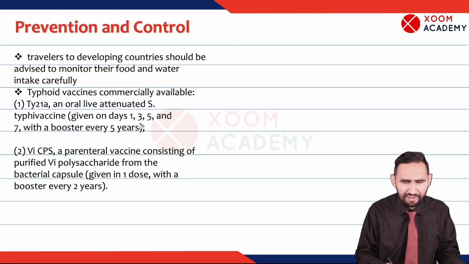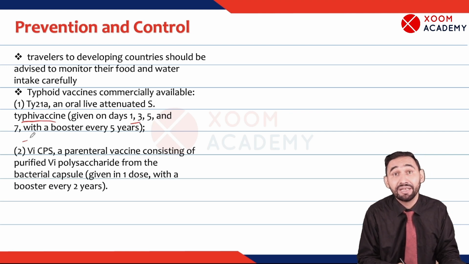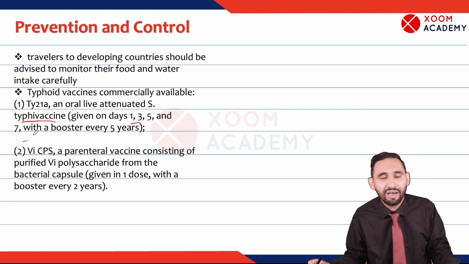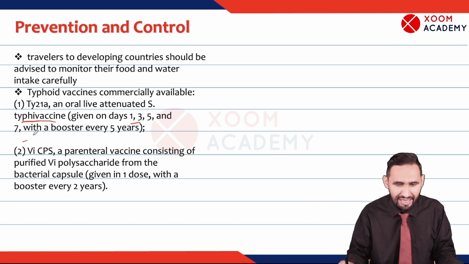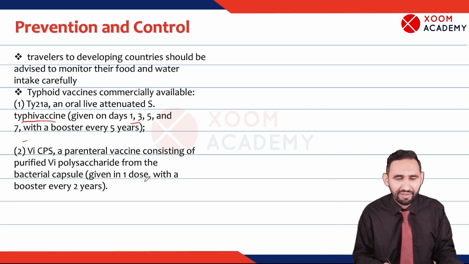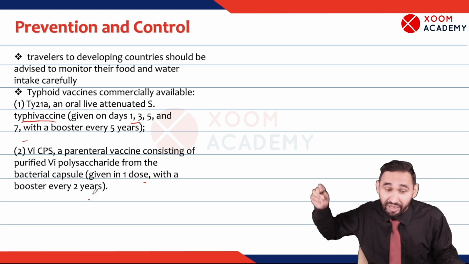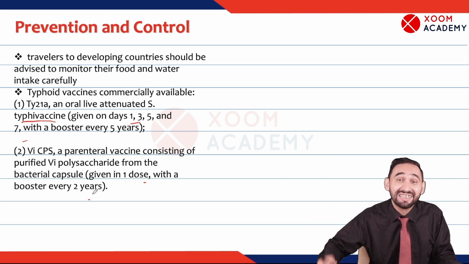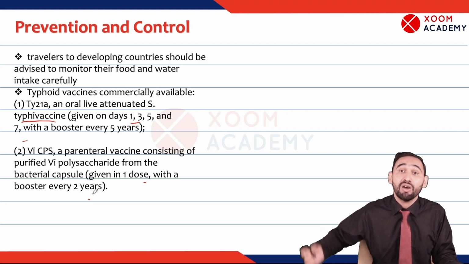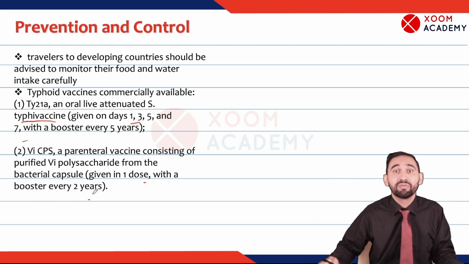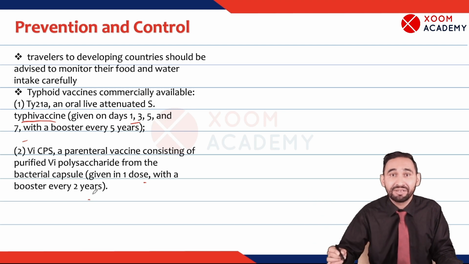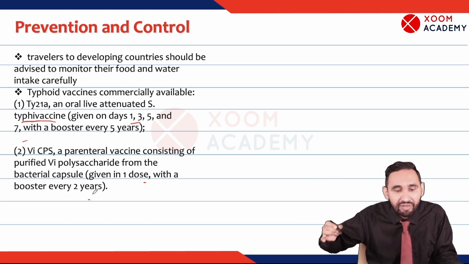Vaccines are given, like the typhoid vaccine. Typhoid vaccine is given at 1, 3, 5, and 7 days. There are 4 doses and a booster dose after every 5 years. Then a single vaccine is given and a booster dose is given after every 2 years. Why after every 2 years, after every 5 years? Because it doesn't provide 100% coverage. We need to mix health promotion measures with vaccination if we want to control typhoid fever.